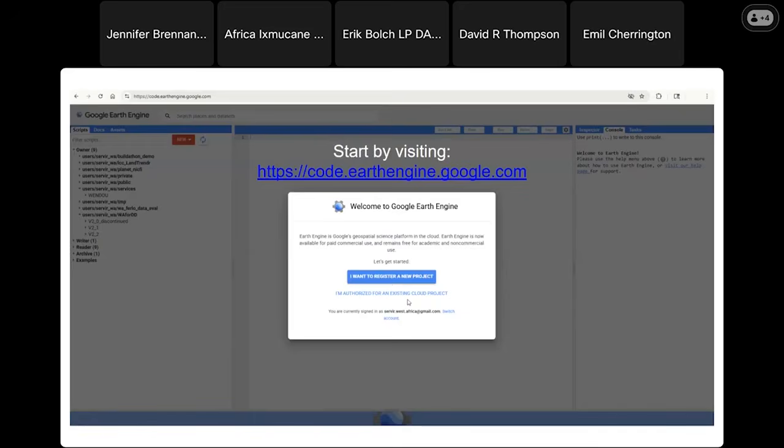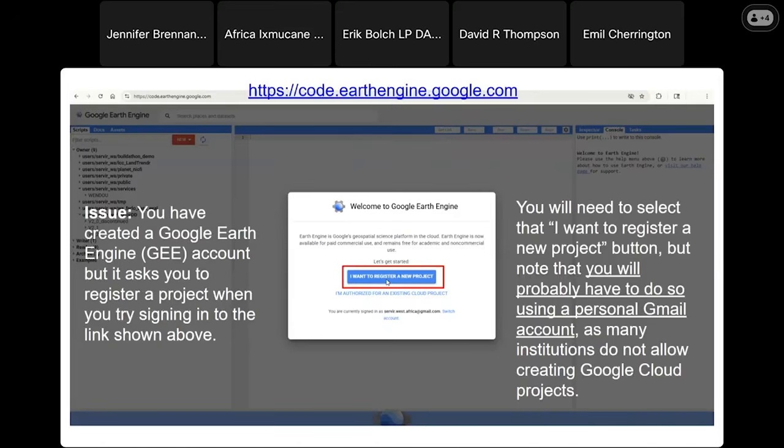I'm assuming that some of the people who've signed up for this are going to get this window, and so you're basically saying you want to register a new cloud project. So you click on that. One thing to mention is, if you're doing this through an institution, particularly a U.S. government institution, you might have issues, because government institutions here in the U.S., for the most part, block people from creating Google Cloud projects.